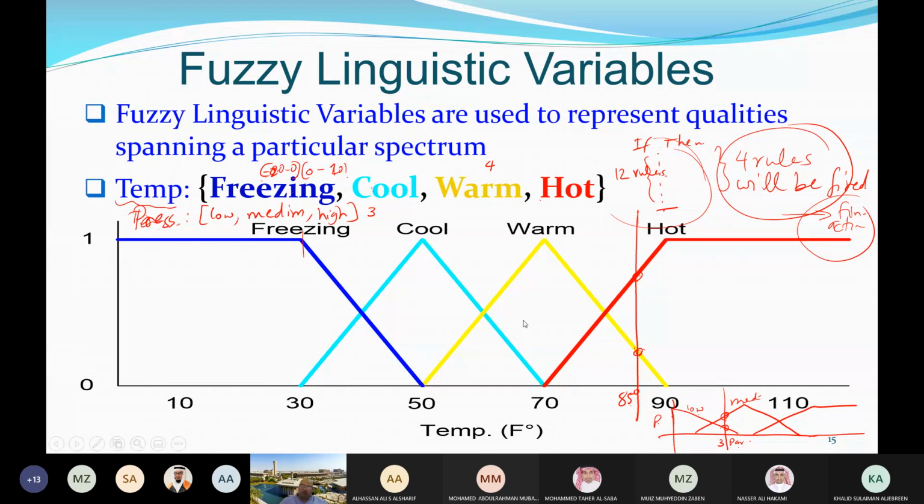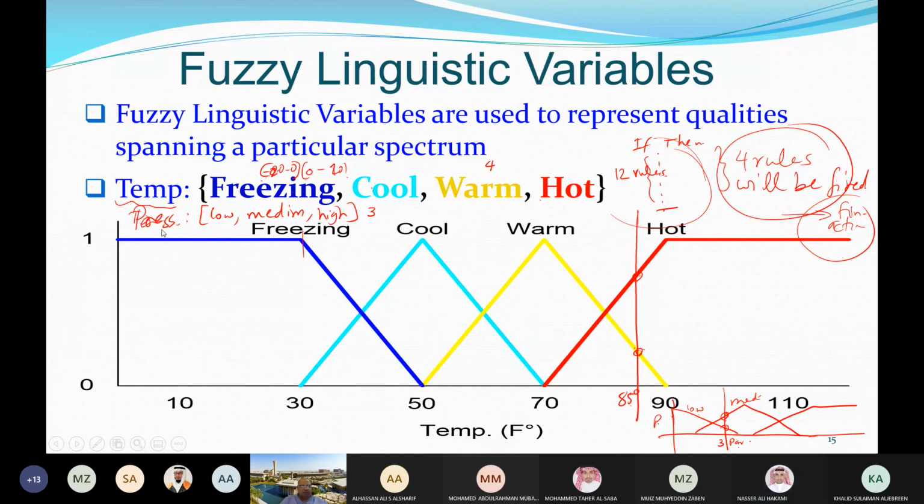Nasser, do you have a question? Yes, Doctor. Go ahead. Could you go again about this 12 status? I'm confused because we have 4 status: freezing, cold, warm, and hot. But what is the other 3 values? I'm having 1 and 0. No, why 1 and 0?